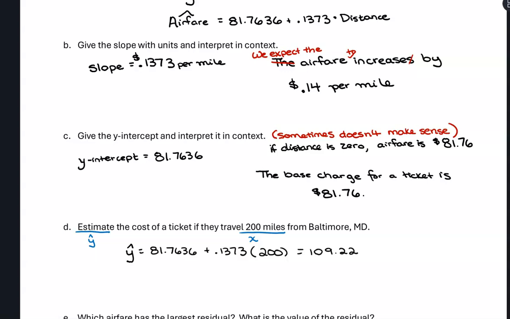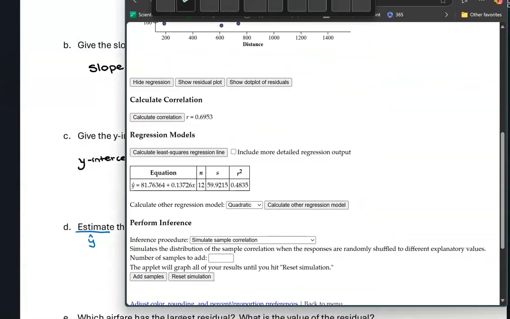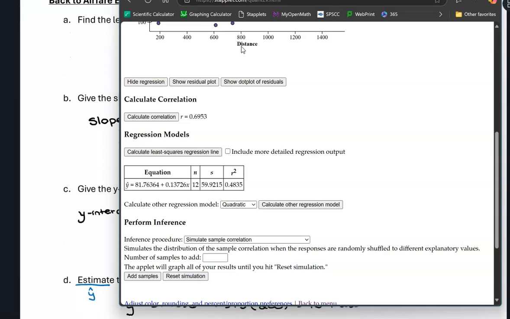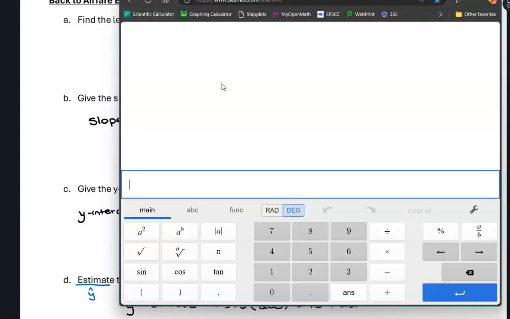And actually, let's go ahead and double check that because I'm grabbing that from an answer key where I'm second guessing myself a little bit. So grabbing those values, let's go to the scientific calculator. I'm going to use 0.1373 times 200 plus 81.7636. Okay, we're good.